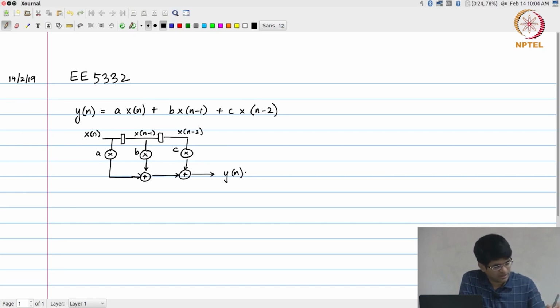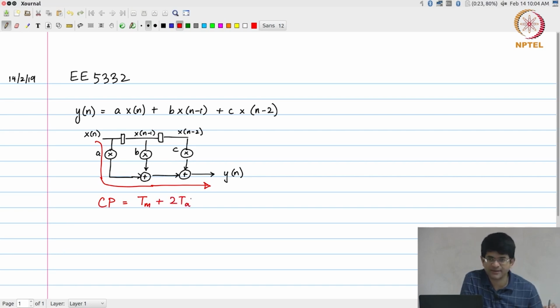As we discussed earlier, the critical path in this particular implementation corresponds to this red line that I have marked over here, right? So the critical path length is essentially given by the time for one multiplication plus two additions.